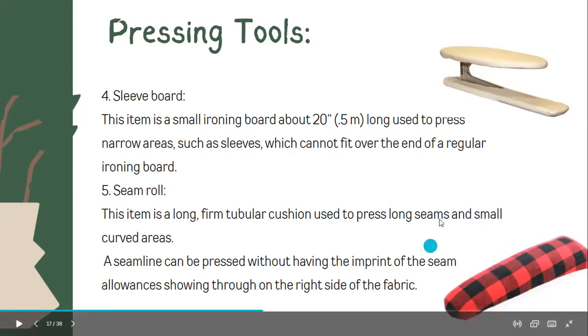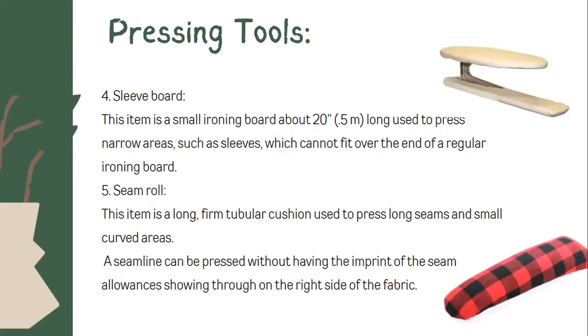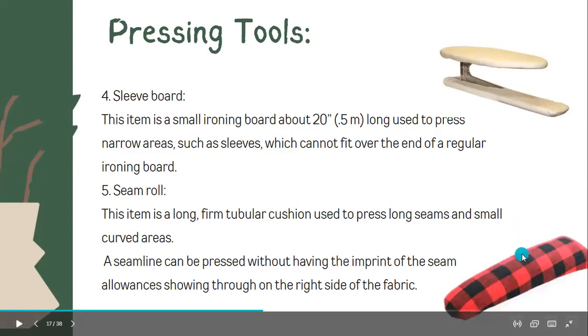Then the next is the seam roll. A seam roll is a cushion-like thing used to press long seams and small curved areas without leaving an imprint of the seam allowances. The seam area is pressed using this. The ends are pressed using the seam roll, which is a narrow, long, very firm tubular cushion. The ends can be placed on this, and it can be pressed.